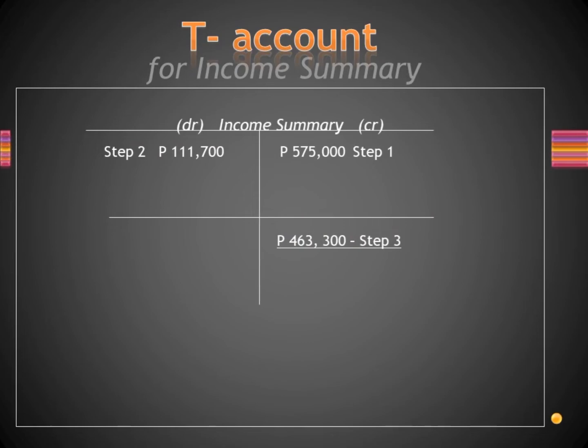This is the T account of income summary, so we'll get the ending balance. From step 2, we closed earlier the expenses, so we have 111,700. And then from step 1, we closed the income to income summary, 575,000, and we will get the ending balance of income summary amounting to 463,300.